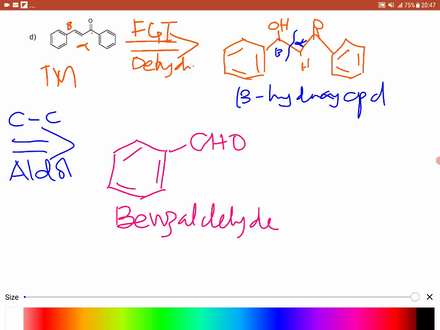And the other component is the benzene ring and a keto group here. And so this is our second carbonyl compound that is required in this synthesis.